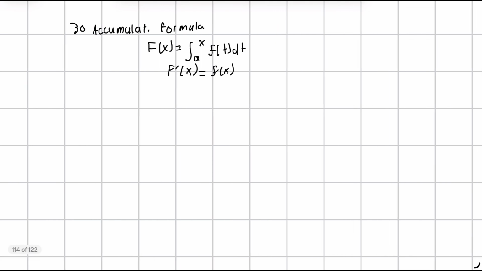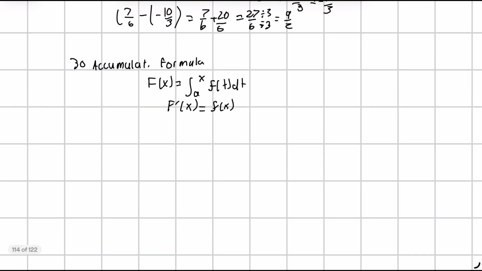And then let's do our accumulation formula. So all you have is the function of x. You take the integral from a all the way to x, and you have f of t dt. So you have your f prime of x is equal to f of x. So basically you have an integral with a variable upper bound. It's going to define our accumulation function.